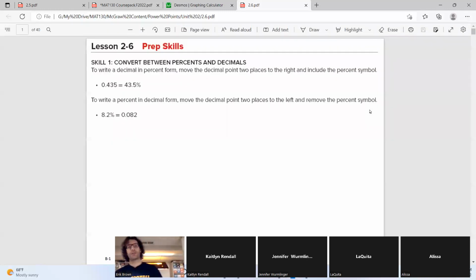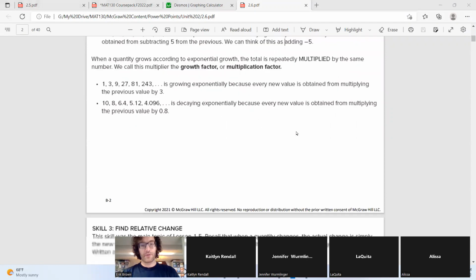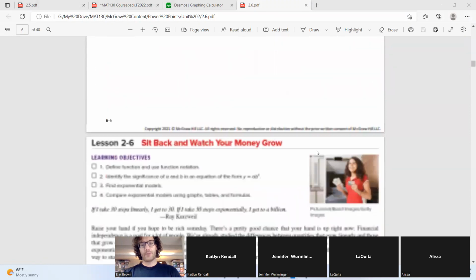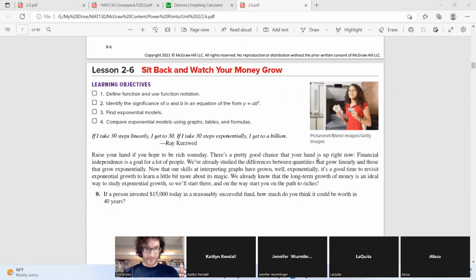Okay, so now we're going to learn about exponential models. Actually, we're just going to learn about exponential stuff first. And then we're going to learn about exponential models, how to find them. And we're going to introduce a special type of notation called function notation, and it's super useful in Desmos.